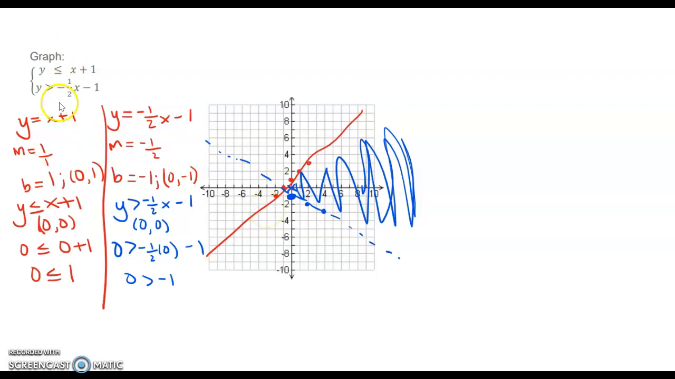So just to recap, when you're graphing these, first graph the line, decide is it dotted or solid, shade one side of the line, do the same with the other, graph it, dotted or solid, shade one side of the line, and then the final shading is the place where it overlaps.